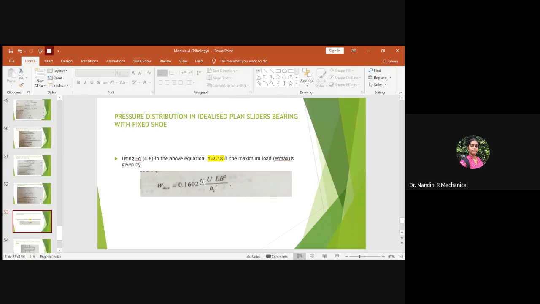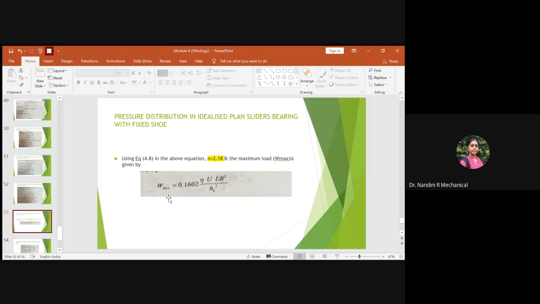Mu we will know as the viscosity of the lubricant, right? U will be the velocity with which the moving upper surface is moving. L will be the length of the bearing, capital B will be the width of the bearing, and H2 will be the converged oil film thickness. All this data will be given in the numerical problem, so you will just substitute and find out the W max.